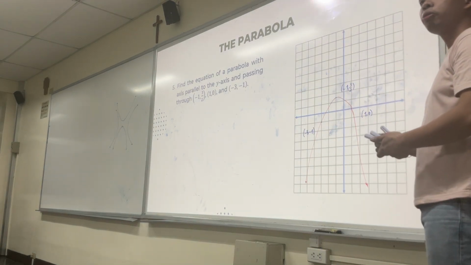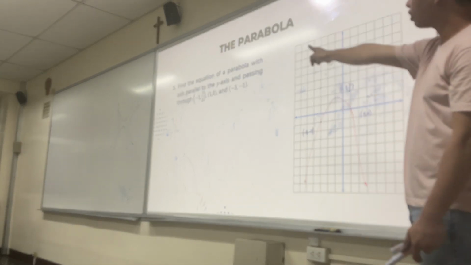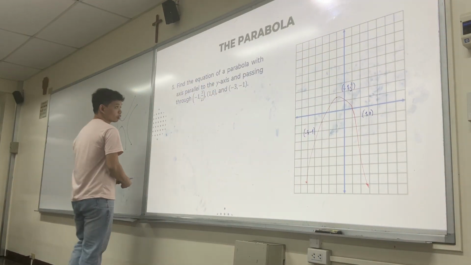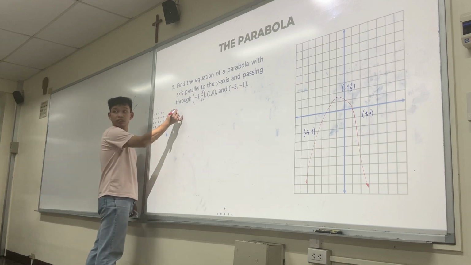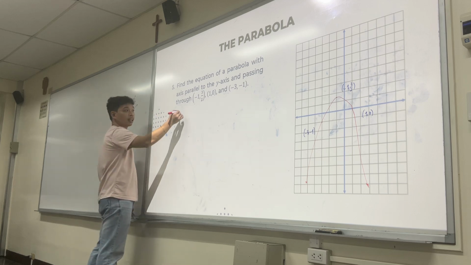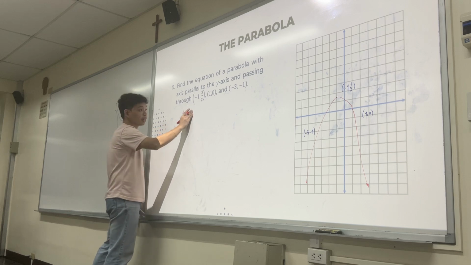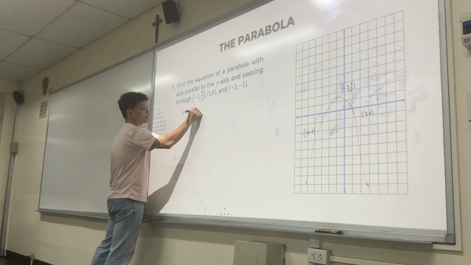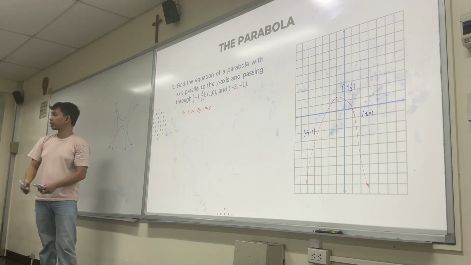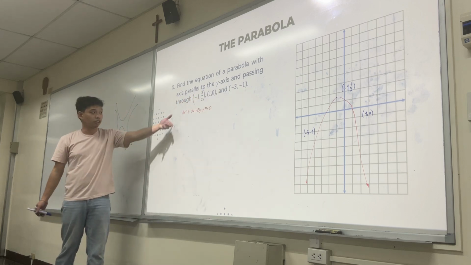Correct? So we want to do what? We want to create the equation of your parabola. If the statement is parallel to the y-axis, what would be my general equation? What's that general equation? AX squared plus DX plus EY plus F equals 0. Again, your clue is this one, parallel to the y-axis. That's why we can use this equation.